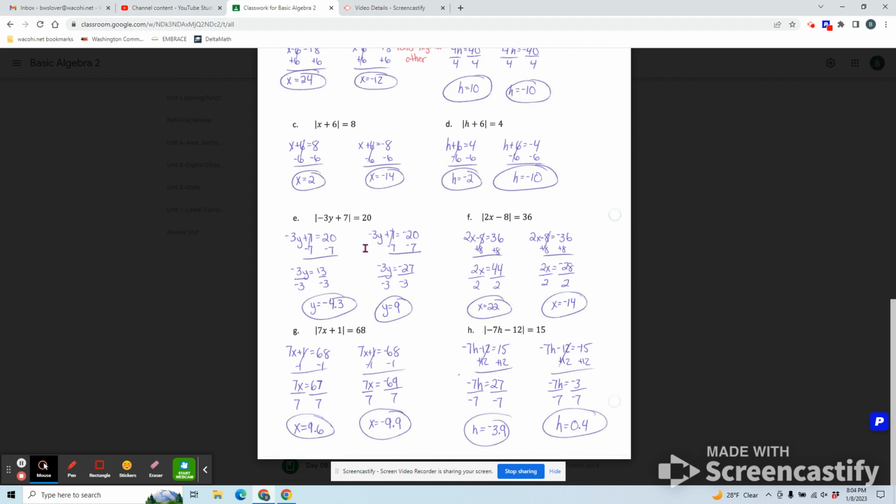There are 4 more that you can work through. You can hit pause on the video, work through them, and then check your answer. So remember, what's inside the absolute value stays the exact same. The only thing changing is what it equals. One of them will be positive, one of them will be negative.